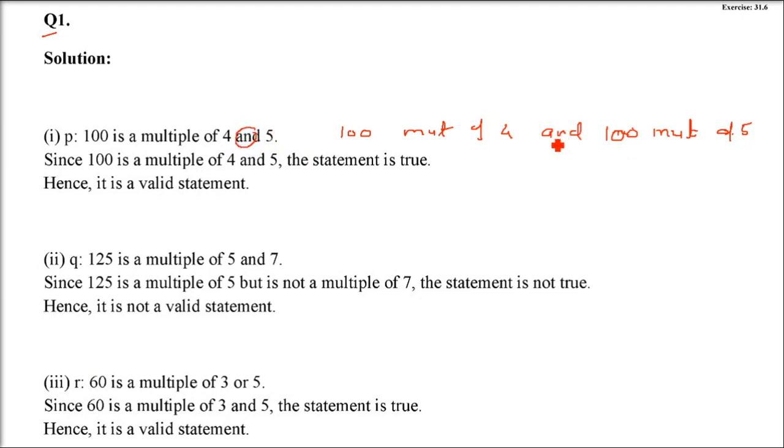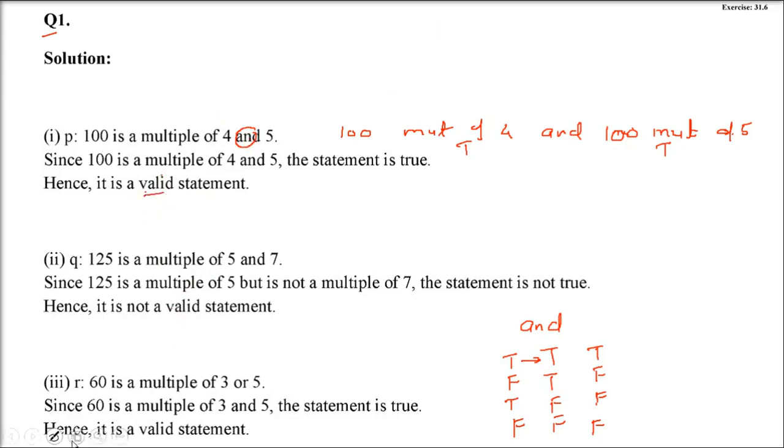So is it a valid statement or not? We have to see how AND behaves. If we have P and Q, I am writing all the combinations so that it is easy to conclude what the result will be. For AND, all are false until both are true. 100 is a multiple of 4, this is true. And 100 is a multiple of 5, this is also true. 5 into 20 is 100, 4 into 25 is 100. So true and true is true. So this is a valid statement.